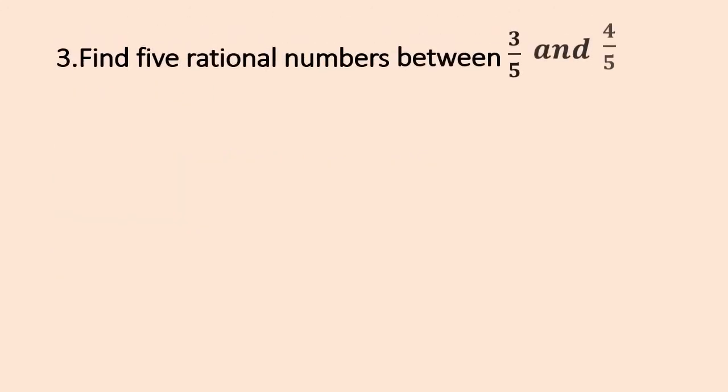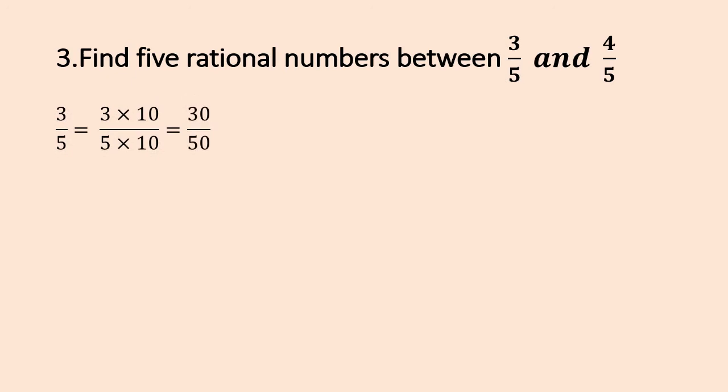Question number 3. Find 5 rational numbers between 3 upon 5 and 4 upon 5. Here, the rational numbers are given in the form p by q. Since you have to find 5 rational numbers, you can multiply the numerator and denominator by one more number, that is 5 plus 1, 6, or you take it as multiply by 10. So multiplying the numerator and denominator by 10, you will get 30 upon 50.